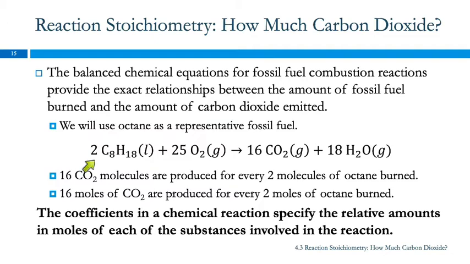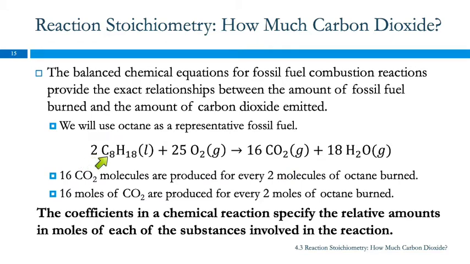The coefficients here should always be in the lowest whole number ratios. We got 2 and 25, and can't get any lower than that. So what this equation is telling us is that we make 16 CO2 molecules for every 2 molecules of octane. So if I burn 2 molecules of octane, I get 16 molecules of CO2. Everybody okay with that? What if I burn 2 dozen molecules? How many dozen molecules do I get? 16 dozen. Because 16 just means 12.